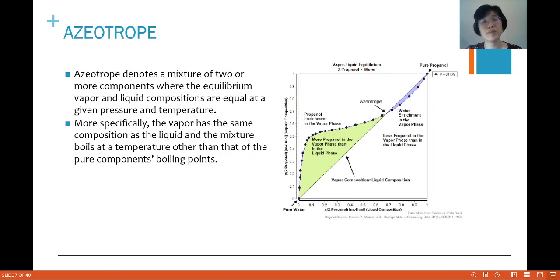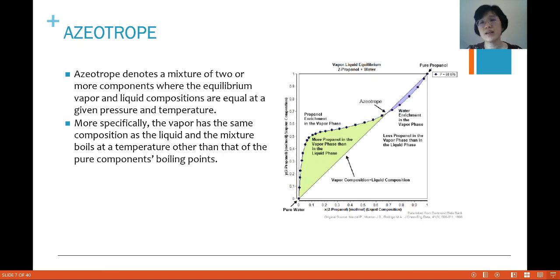For azeotrope, it denotes a mixture of 2 or more components where the equilibrium vapor and liquid compositions are equal at a given temperature and pressure, meaning that the vapor has the same composition as the liquid, and this azeotrope mixture will boil at a temperature other than the boiling point of the pure components. For example, we have an azeotrope of water and propanol.